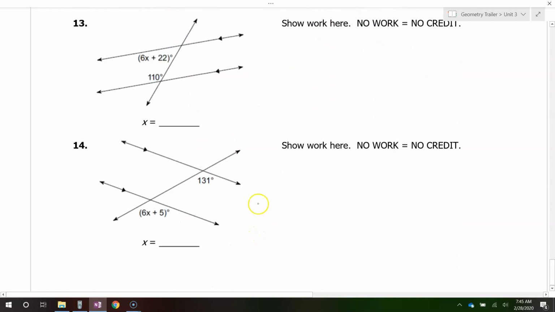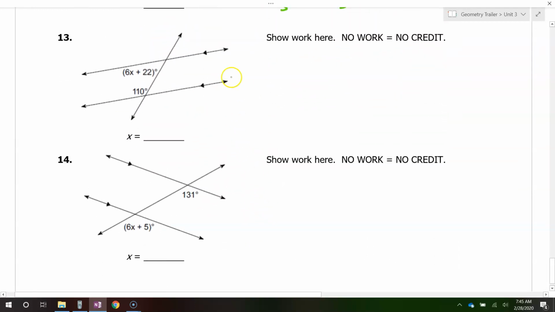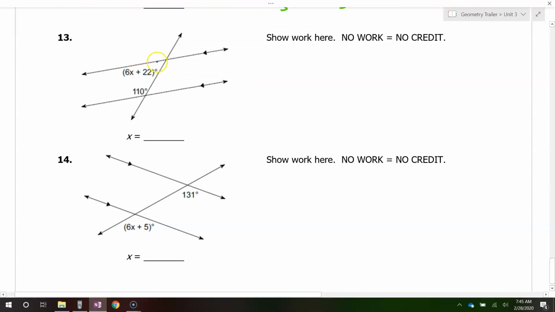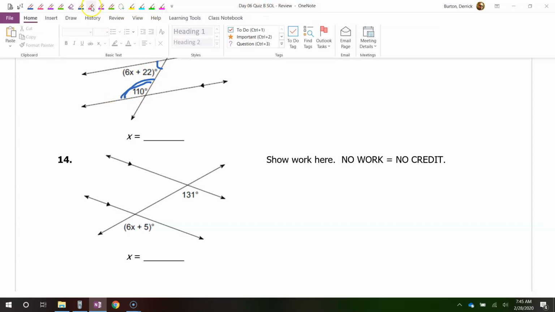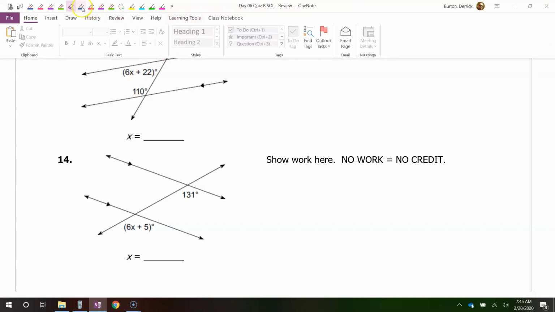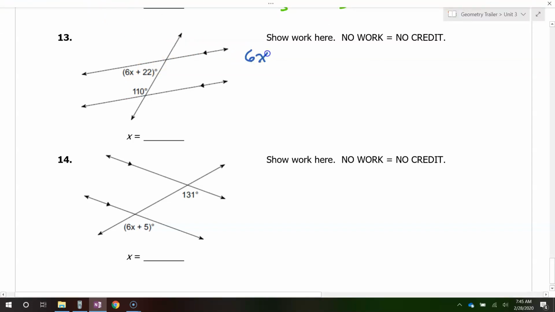All right, we are almost to the end. The end is in sight. These two angles are consecutive interior angles. They are going to be supplementary. All right, so these are going to be supplementary. They need to add up to 180 degrees. So I'm going to go 6x plus 22 plus 110 is equal to 180.